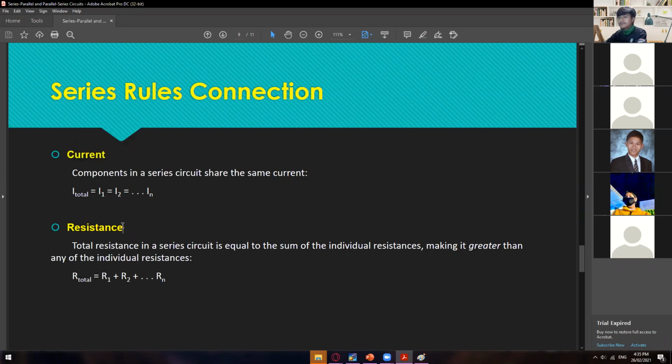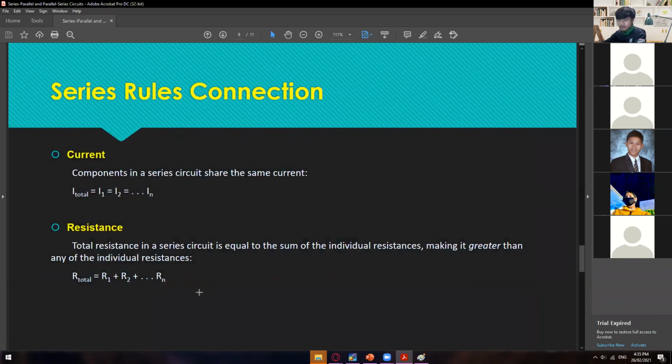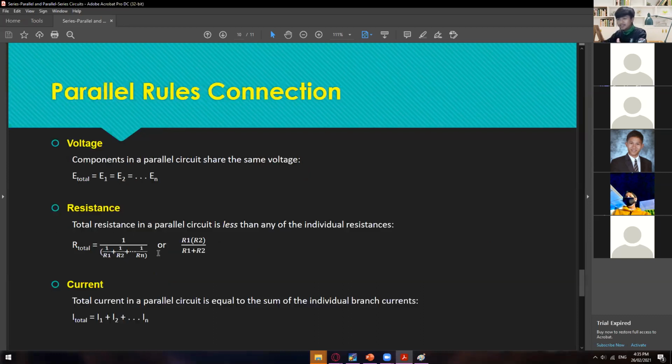And then for the resistance, you have to add everything. R1 up to, let's say, Rn is equal to your R total. All right. So these are already your cheat code when it comes to computing the current and the resistance.